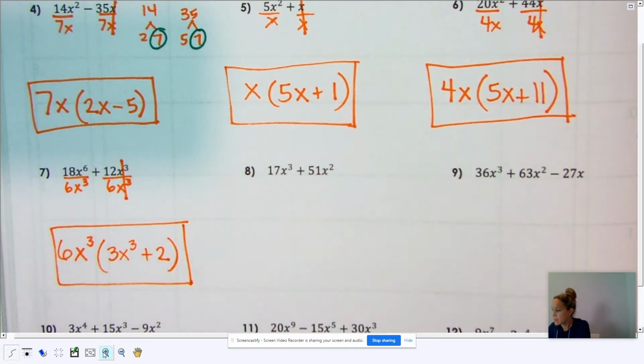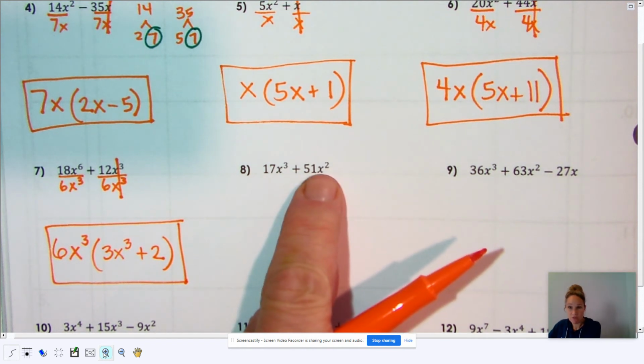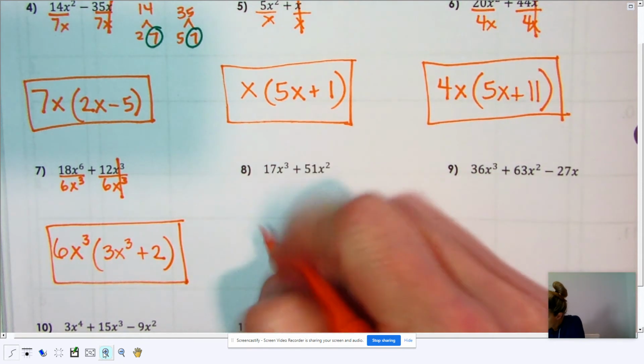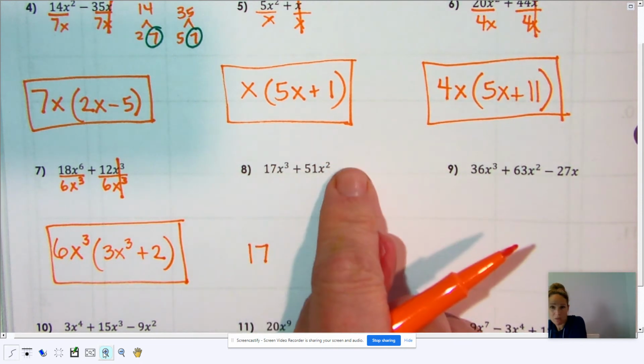Question number 8. This one, the littlest one, 17, does actually go into 51. It goes in 3 times. So I'm going to pull out the 17. And then if I look, this one has 3 x's. This one has 2.